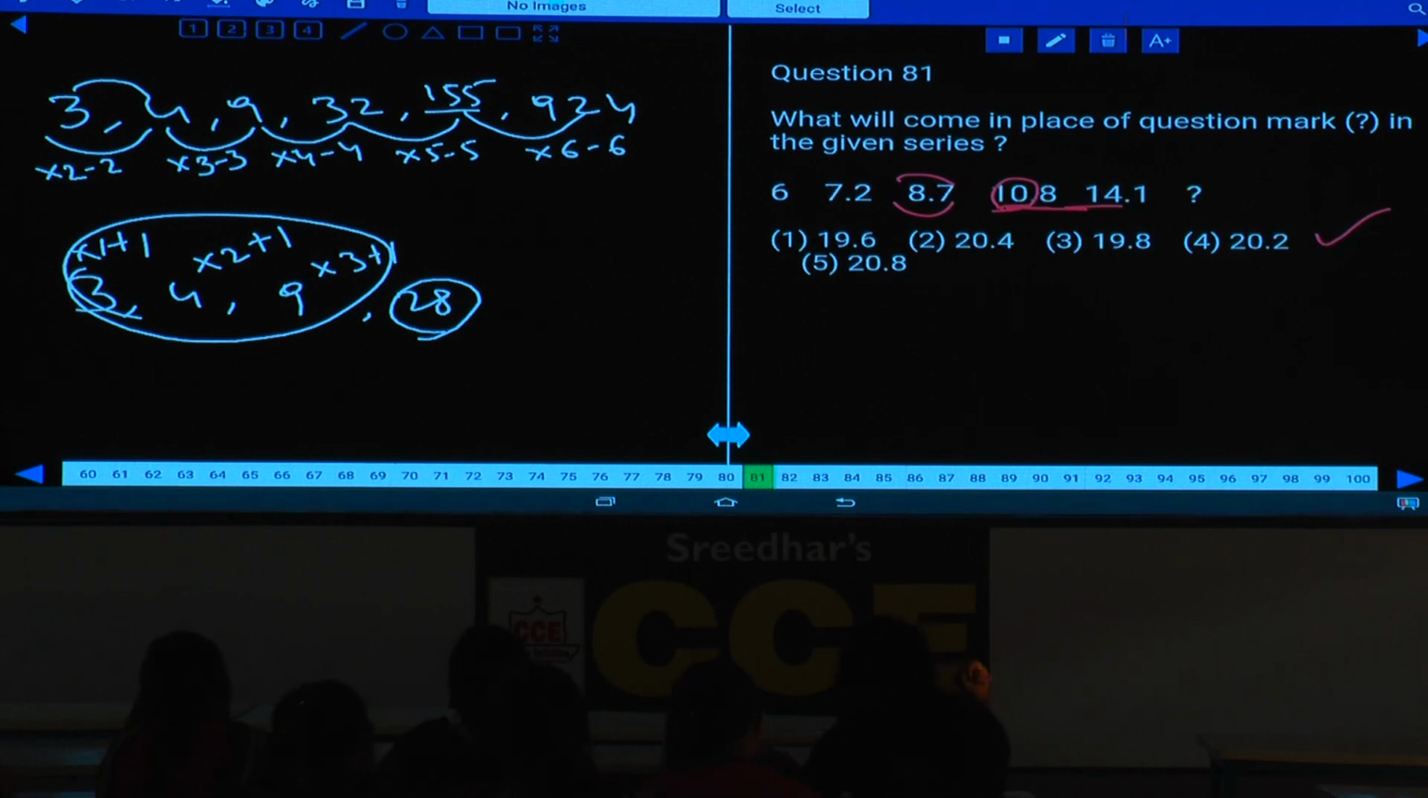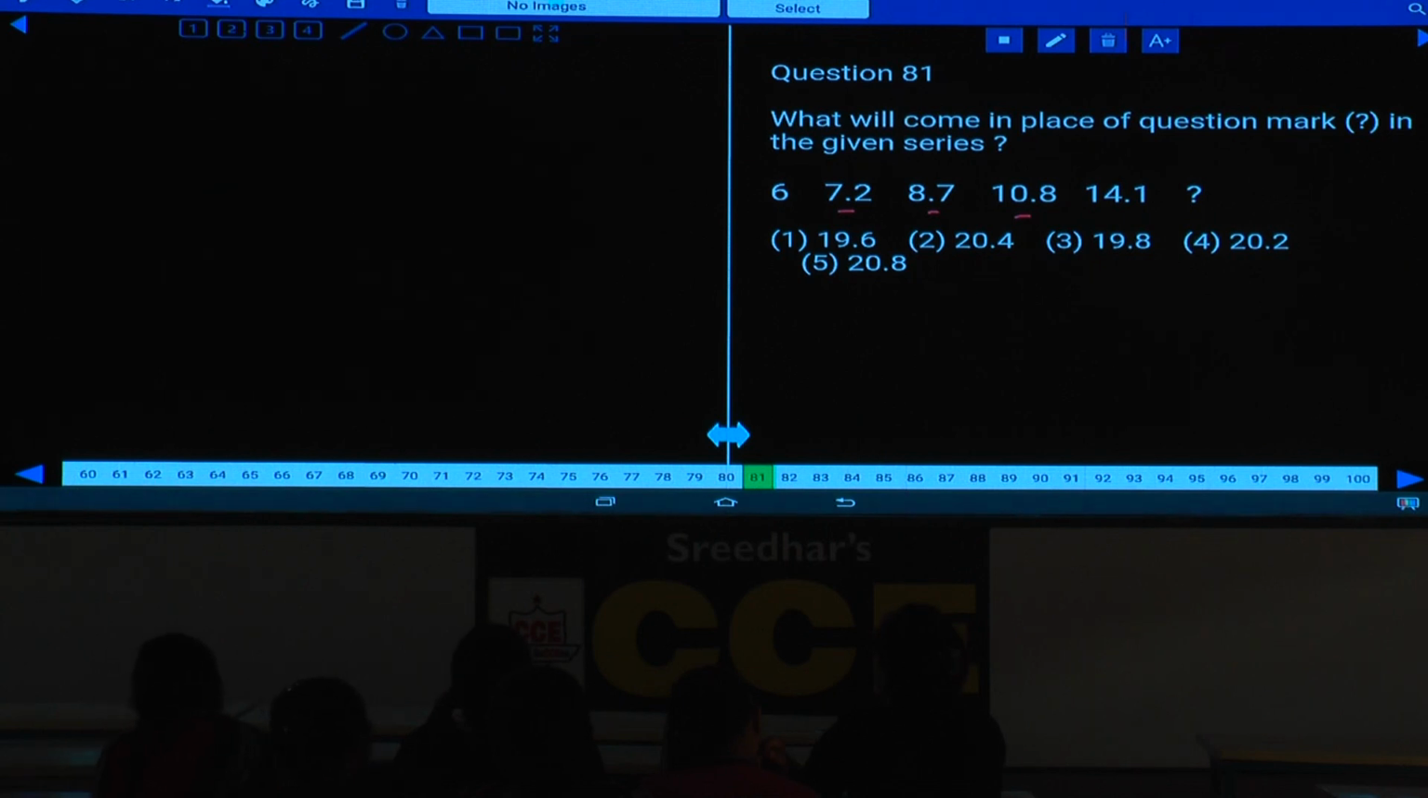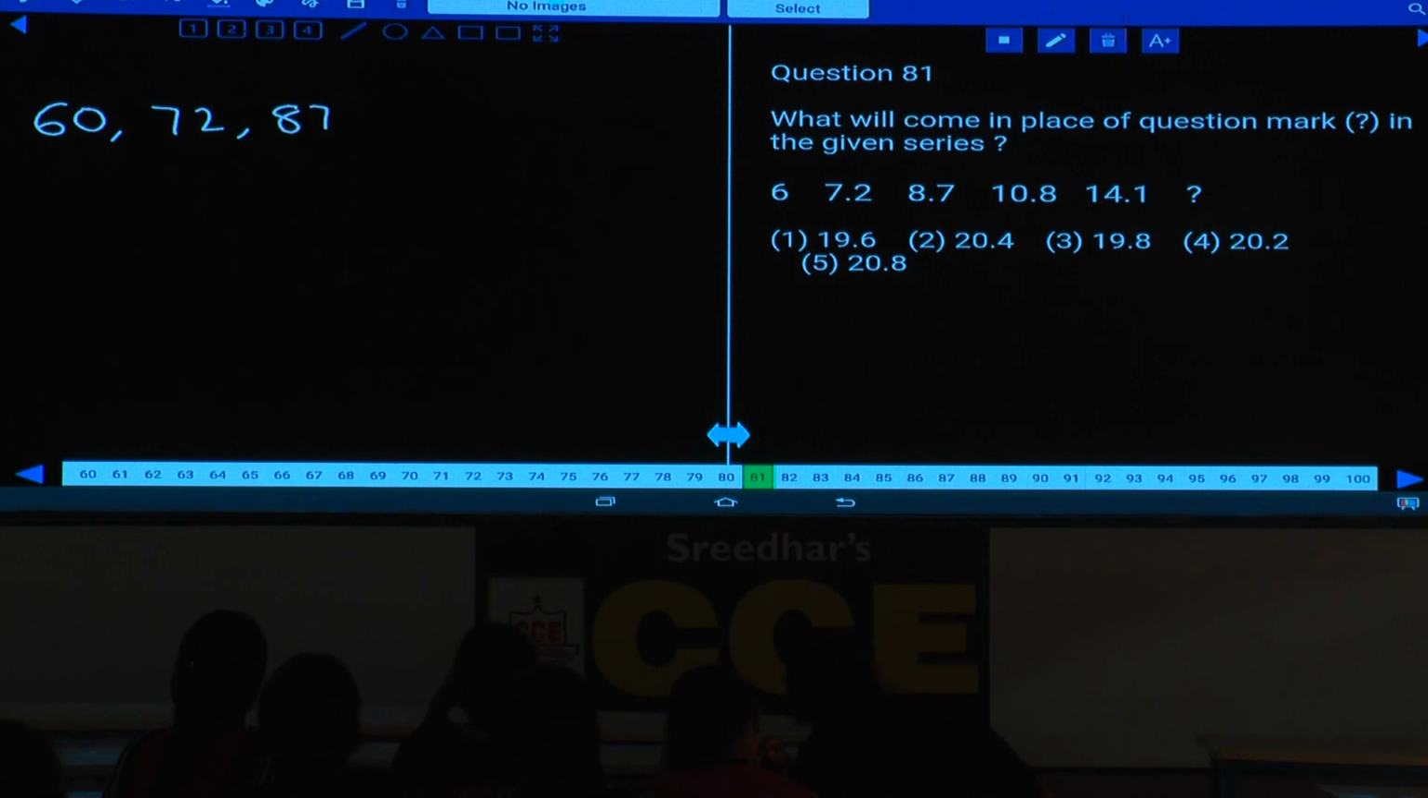Then question number 81. Now in this question if you observe, one decimal is there. Whenever there is a decimal, what to do? Remove the decimal, or multiply each of these numbers by 10. So 6 multiplied by 10 is 60, the next one will be 72, and the next one will be 87, because the difference will be easier. If there is a decimal, the difference will be difficult for you, isn't it? And the next one is 108, and the next one is 141.